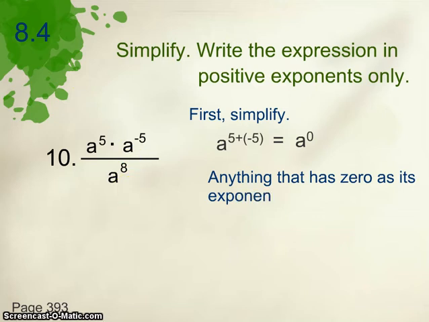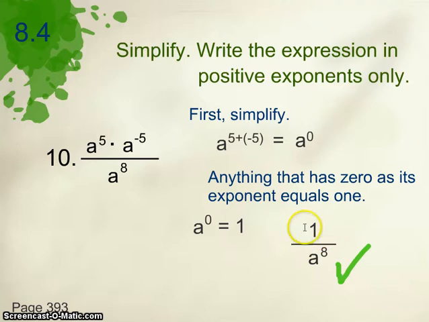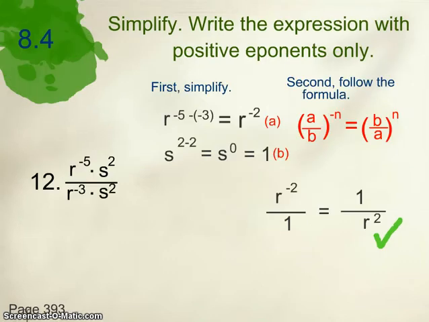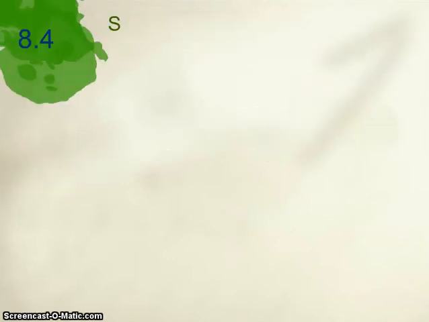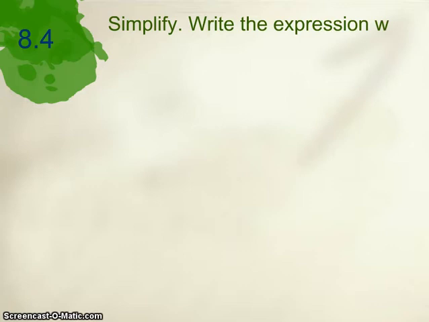So that means the top part will be 1. So the answer will be 1 over a to the power of 8. So this is how to convert the negative exponents into positive exponents, as usually they make you convert it back to positive.